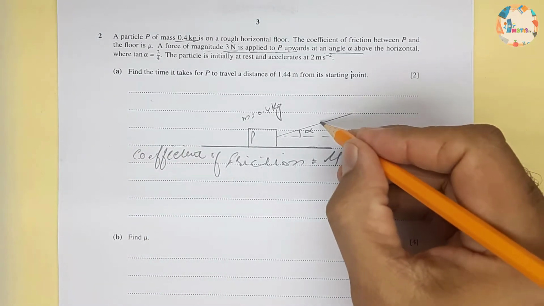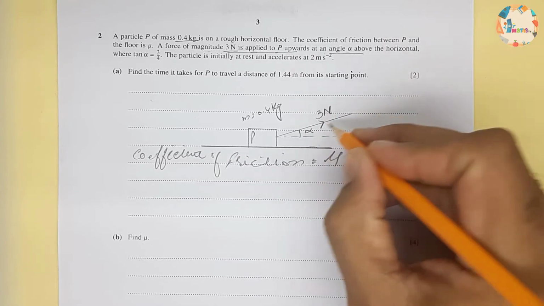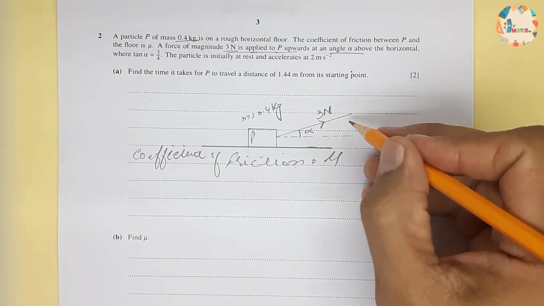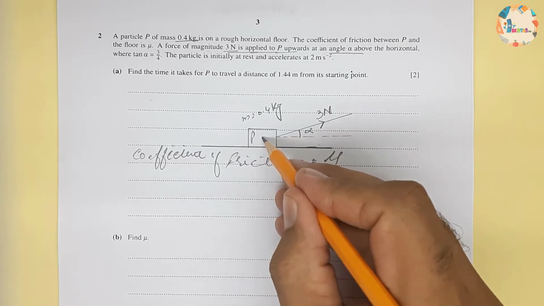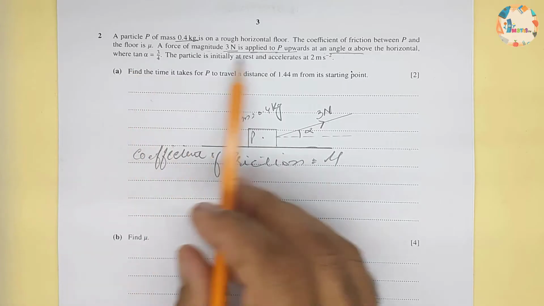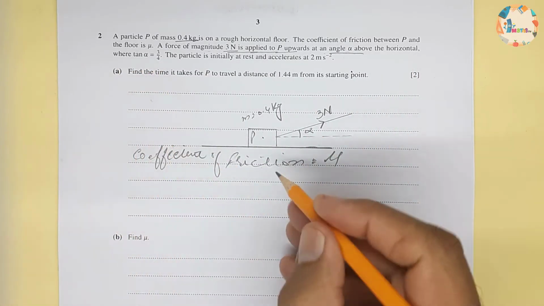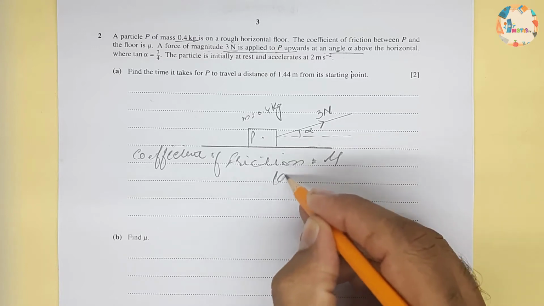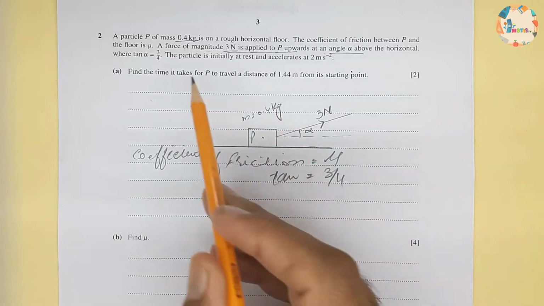Now this is the force of 3 Newton. So this is the 3 Newton force which is applied in this direction, and this is angle alpha, and this is point P, where tan alpha is equal to 3/4. So tan alpha is equal to 3/4. This is also the information provided.